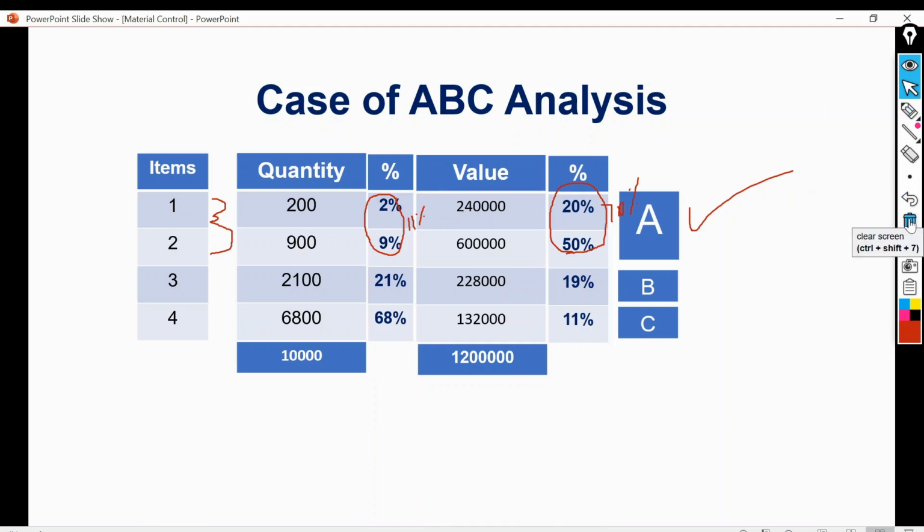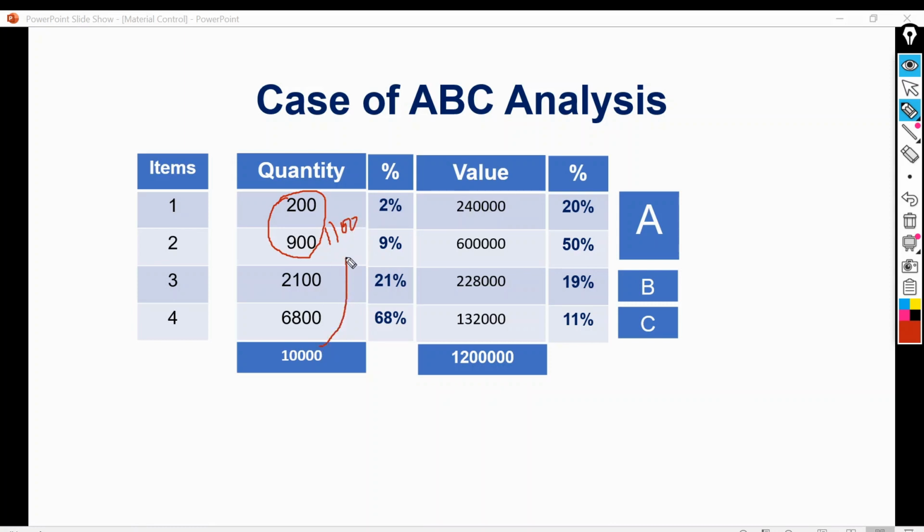The main purpose of categorizing items into A, B, C, you can see in the example. The quantity of A is approximately 1100, that is 11% of the total items held in stock. But the value of this stock is a total of rupees 8,40,000, which means about 70% of the 12 lakh.